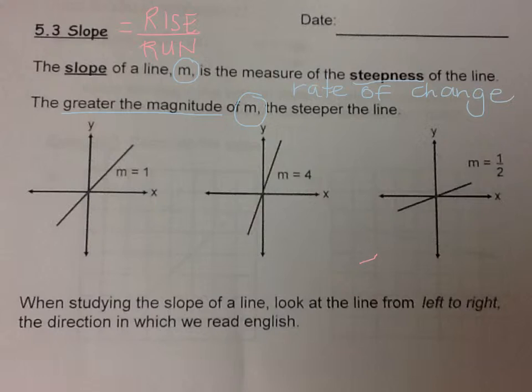So if we have a line that has a slope of 1, it might look like that. If we draw another line, also going through the origin, that has a slope of 4, notice that it's much, much steeper than the line that has a slope of 1. Similarly, if a line has a slope of 1/2, notice it's not as steep as either the line with slope 1 or the line that had slope 4. When we're looking at the slope of the line, we're looking at the line from left to right, just like how we would read English.